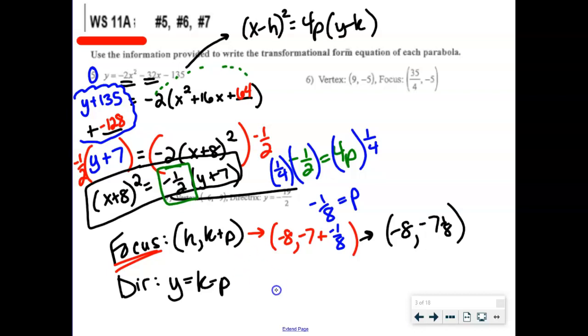Directrix though, watch the double negatives here, guys. This one gets screwed up quite a bit by children. Y equals k minus a -1/8. Again, this is not a moment for mental math. I hate to say that, but it's true. Okay, so this is y equals, and this is where kids start to do mental math, and I'm like, stop.